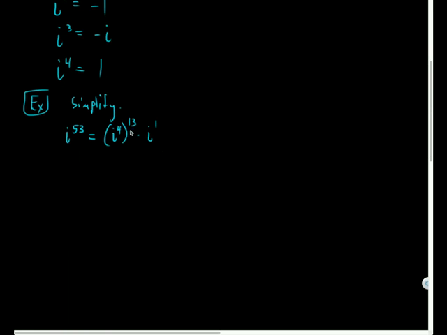And why is this helpful? Well, because I can replace i to the fourth with 1. So I'd have 1 to the 13th times i to the 1st. 1 to the 13th power is 1, one of the benefits of 1 once again. So 1 times i to the first is just i. So I'm able to conveniently reduce this down to one of my original 4.